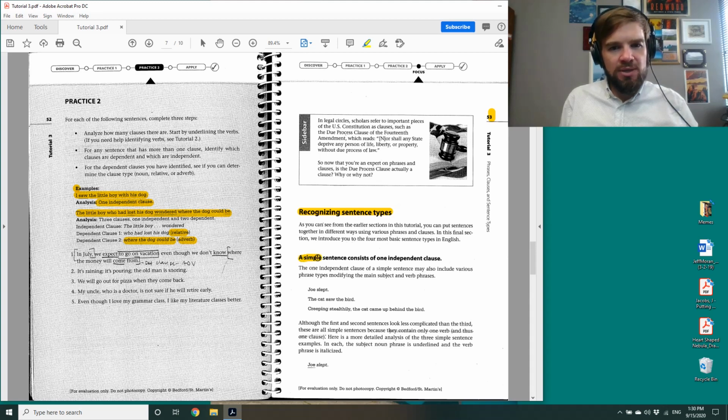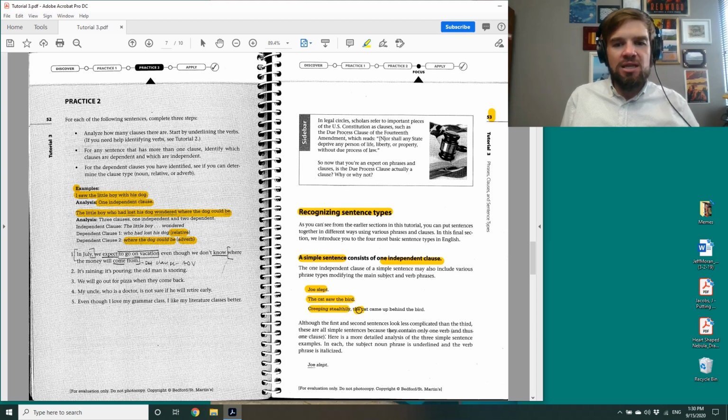So first, a simple sentence. A simple sentence is one independent clause. The one independent clause of a simple sentence may also include various phrase types modifying the main subject and verb phrases. So, Joe slept, simple sentence. The cat saw the bird, simple sentence.